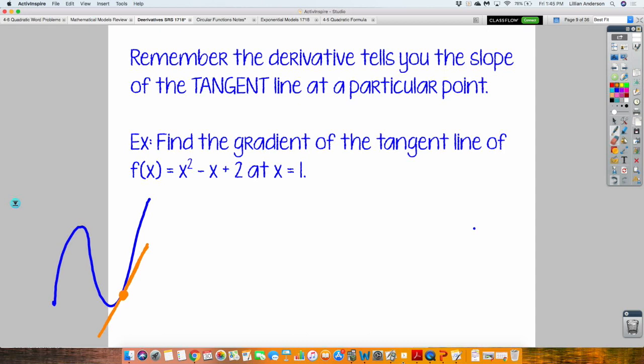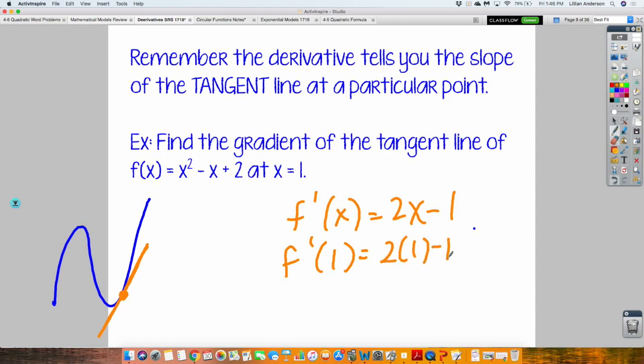So when it says find the gradient of the tangent line of that function at x equals 1, that's basically asking what is the slope of the tangent line for this quadratic at the value of 1. First, what's the derivative? It's going to be 2x minus 1. Then you plug 1 into the derivative, and that's equal to 1. So the slope of the tangent line at that particular x value is 1.